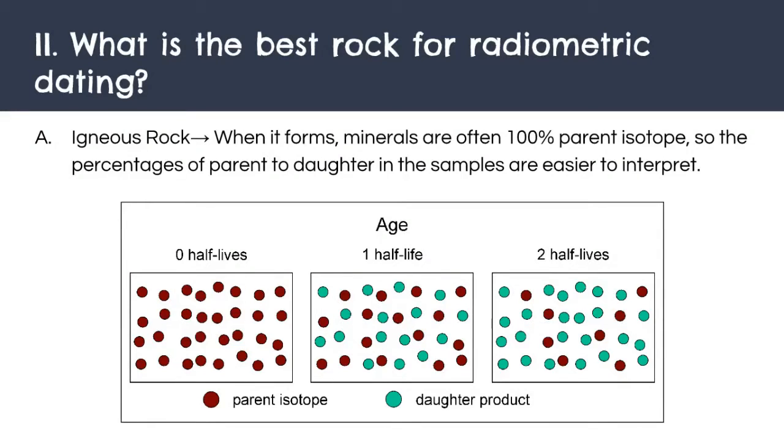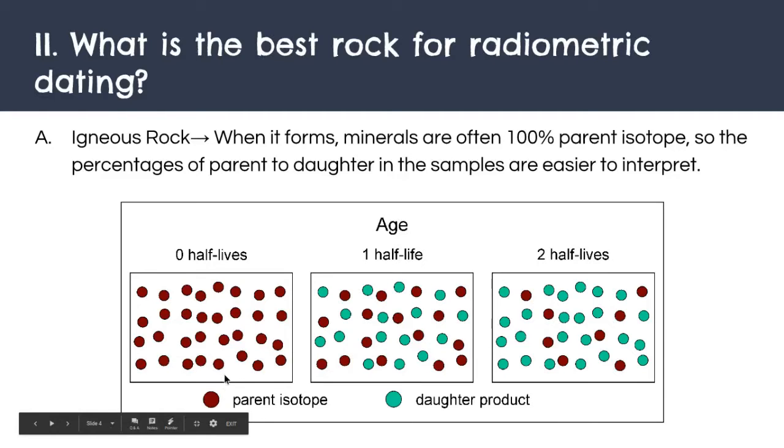That's because when it forms, those minerals are often 100% radioactive, so they break down in a pretty even way, and the samples are a lot easier to interpret. So when igneous rocks form, the minerals are often 100% parent isotope, so the percentages of parent to daughter in the same samples are easier to interpret.